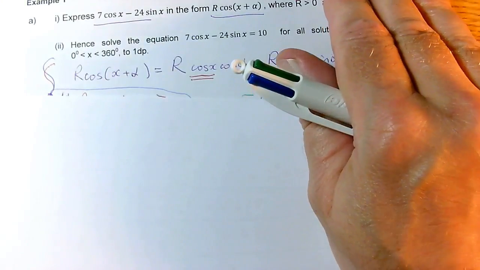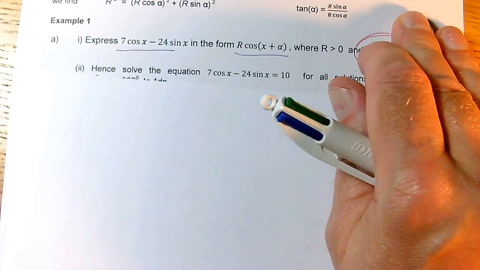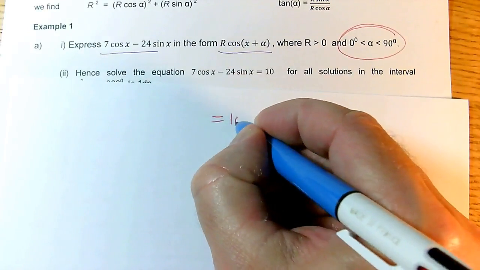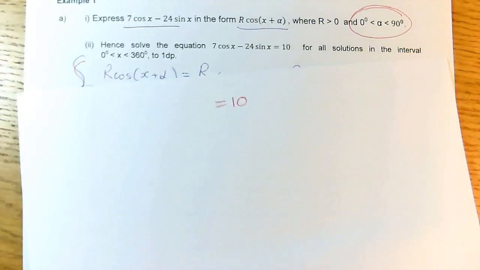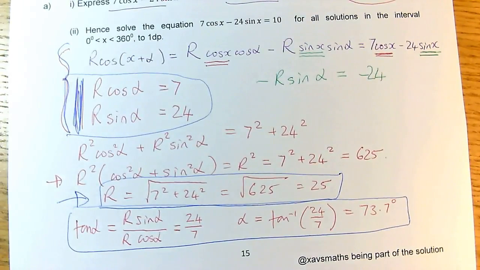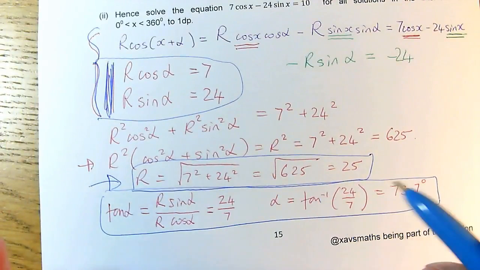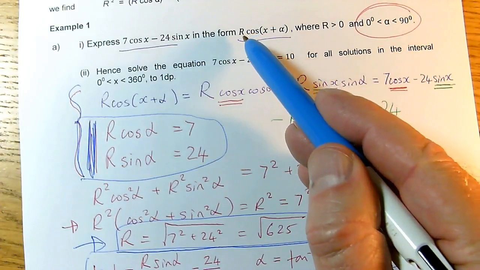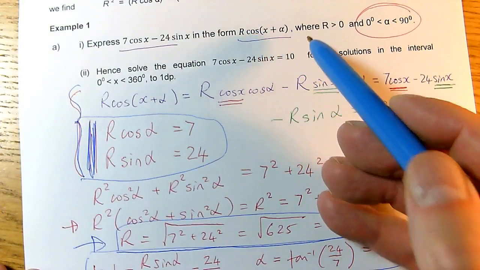Okay, so we're now solving that equals 10. So something has got to equal 10. So what is it that's going to have to equal 10? Well, actually, did I finish this off? Not quite. I found r and I found alpha. You might get away with just stating r and alpha, but it says put it in this form. So it should be r times cos of x plus the alpha.